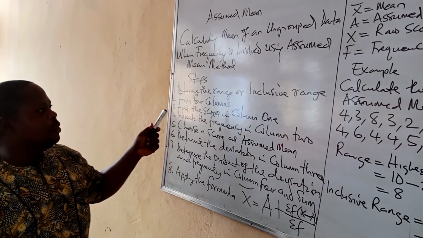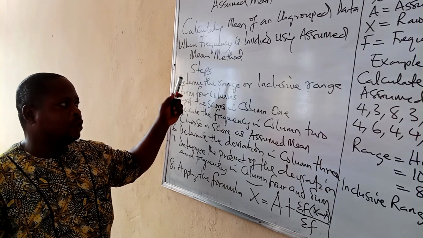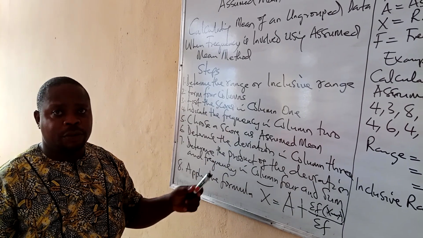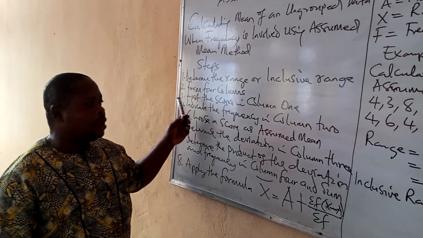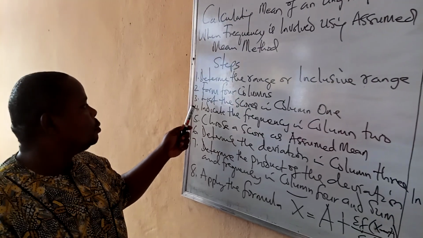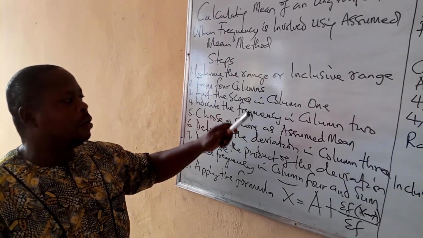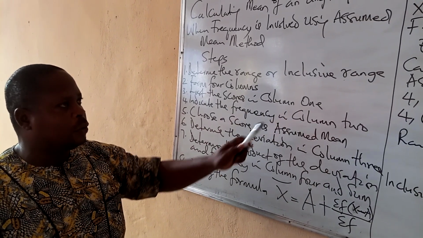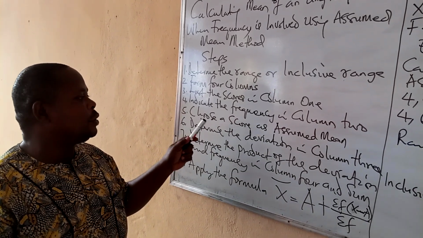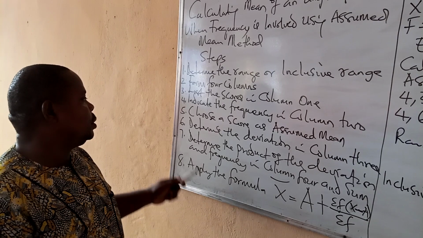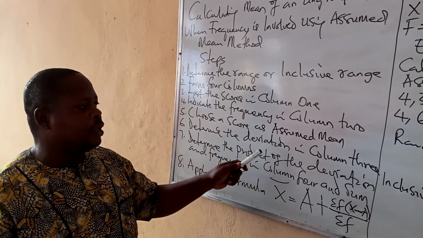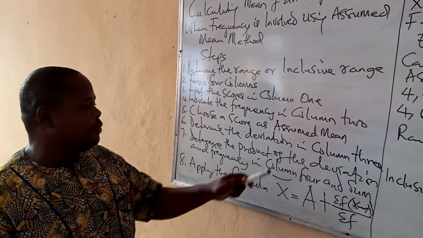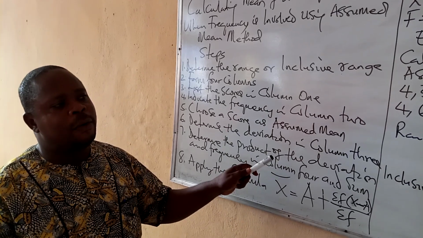The first step is to determine the range or inclusive range. We have already explained the idea behind this step, which is to determine whether the data is to be grouped or ungrouped. Step 2 is to form 4 columns. Step 3, list the scores in column 1. Step 4, indicate the frequency of the data in column 2. Step 5, choose a score as assumed mean. Step 6, determine the deviation in column 3. Step 7, determine the product of the deviation and frequency in column 4.